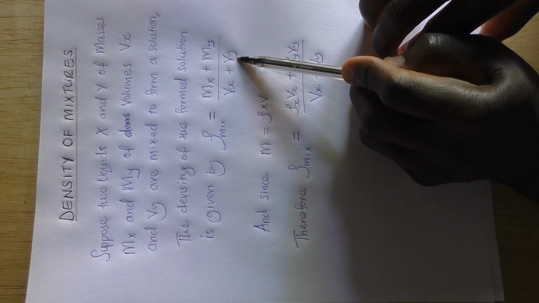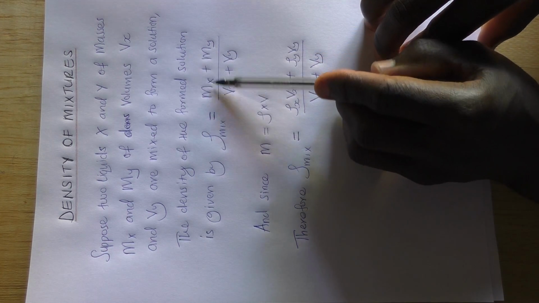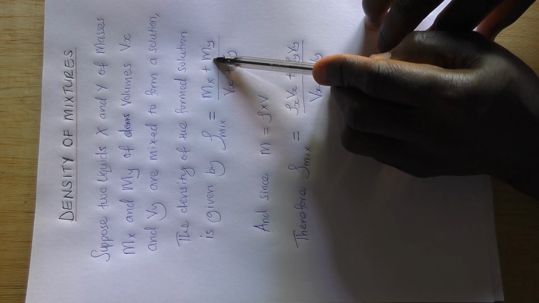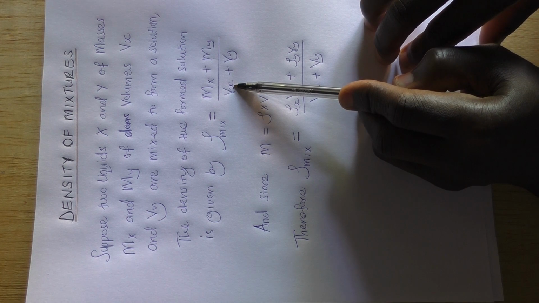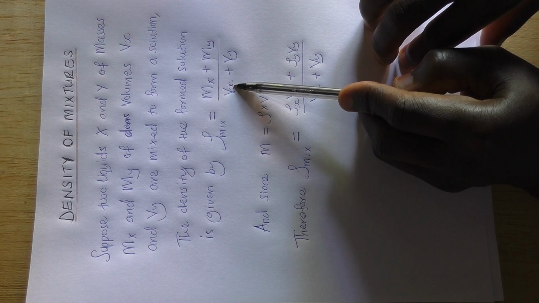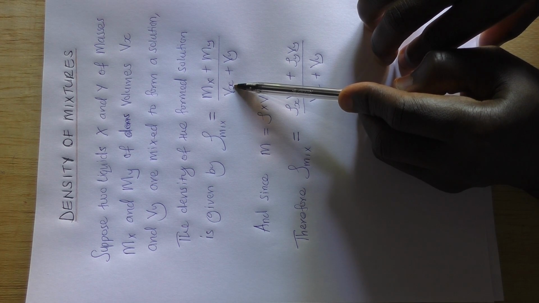That means that the density of a mixture is given by total mass of the individual components over total volume of the individual components. That is, if we have a solution of sugar and water, to get the density of that solution, we shall have to get the mass of the sugar plus the mass of the water over the volume of the sugar plus the volume of the water. And therefore, it gives us a conclusion which says density of a mixture is given by total mass of the individual constituents over total volume of the individual constituents.